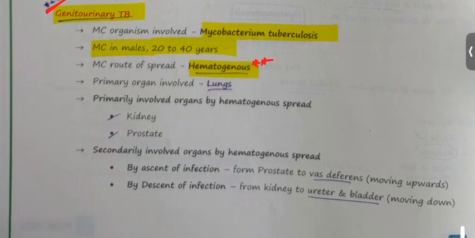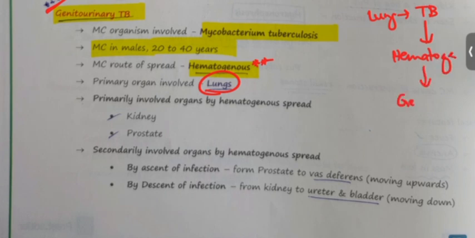The primary organ, again, is the lungs. Basically a person gets infected with TB, and this TB will start spreading throughout the body through the hematogenous route, and this will reach the genitourinary tract, causing genitourinary TB.